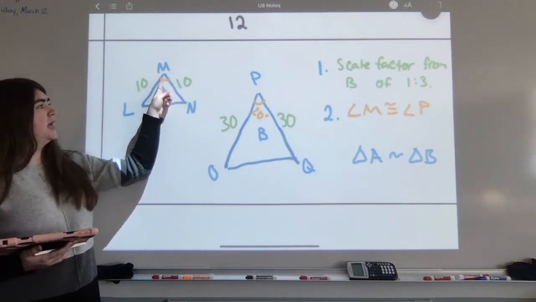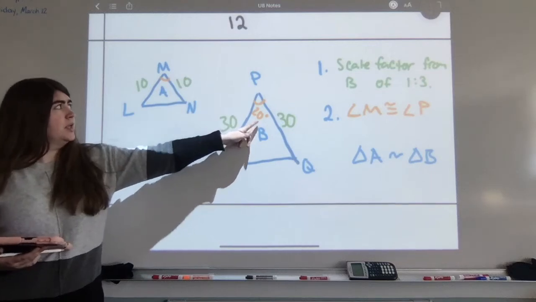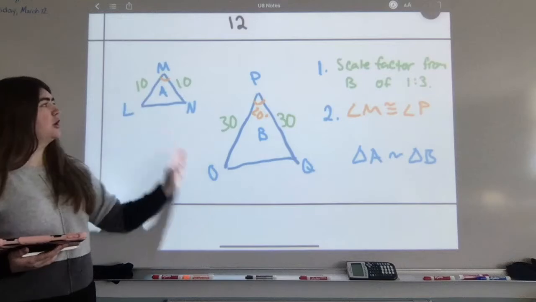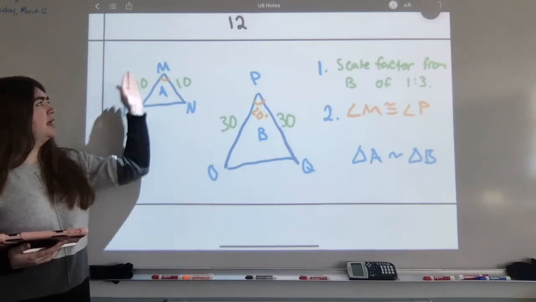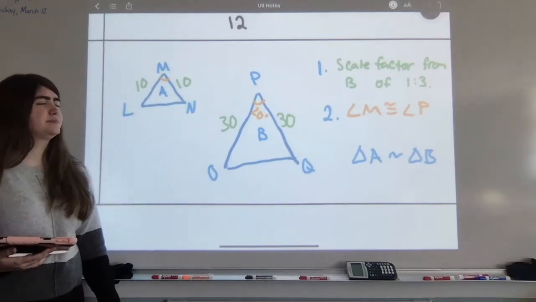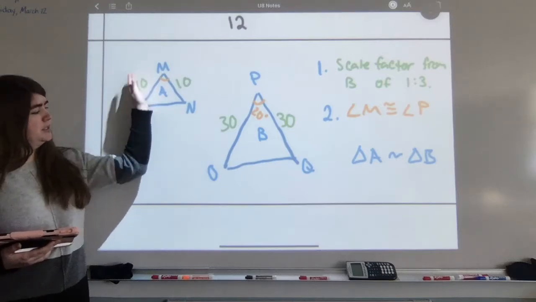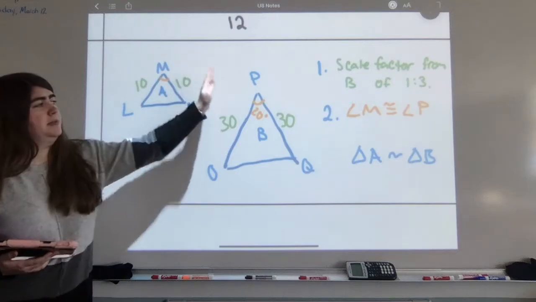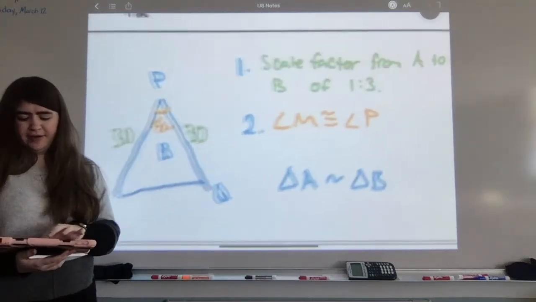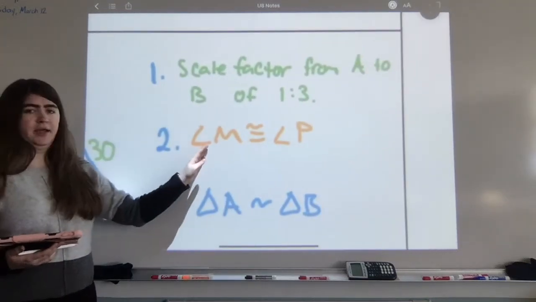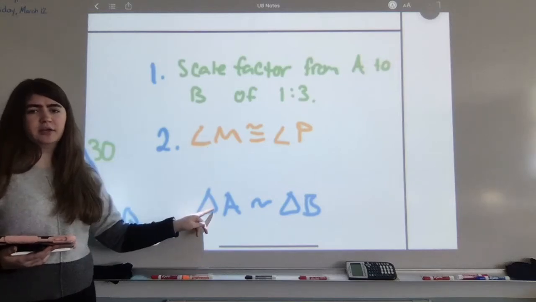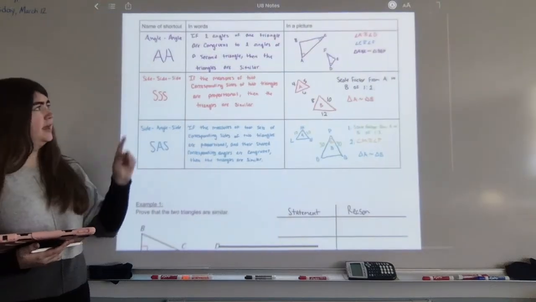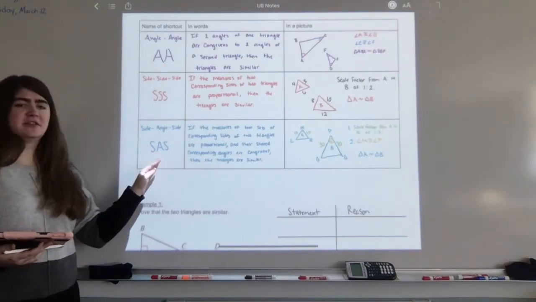So if angle M is congruent to angle P, and LM to OP is proportional, and LM to OP has the same scale factor as MN to PQ, which it does, it's a scale factor of 1 to 3, and our angles are congruent, then our triangles are similar. So we have angle, angle; side, side, side; and side, angle, side.